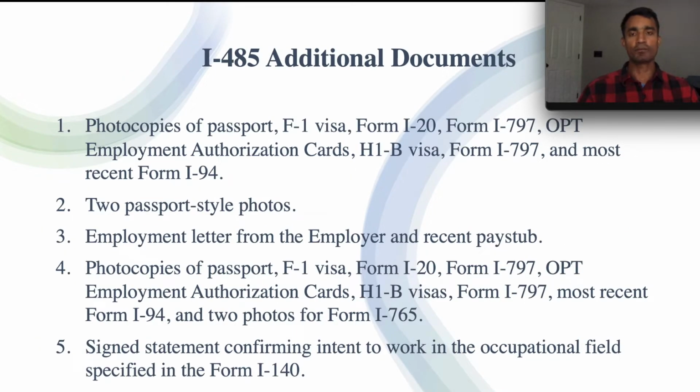Apart from these forms, you also need to submit some additional documents which show that while you have stayed in the US, you have stayed in legal status. So for that, you need to submit photocopies of your passport, your visas, your Form I-20, all Forms I-797, which are approval notices, your OPT employment card, H-1B visas, I-797, and the most recent Form I-94. So all the documents that you had collected for I-140, you can just reuse them for your I-485.